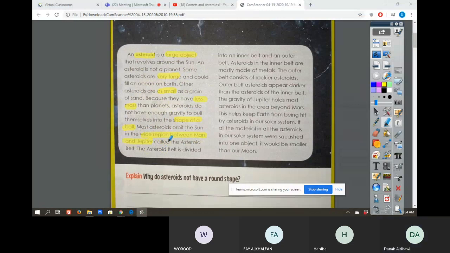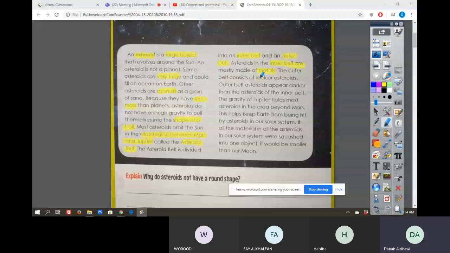We call this place the asteroid belt. It's like a belt. The asteroid belt is divided into the inner belt, near Mars, and the outer belt, near Jupiter. Asteroids in the inner belt are mostly made of metals. So you can see this one, it divides the solar system into the inner planets and the outer planets. The inner one is made of metal, while the outer one is made of rocks.